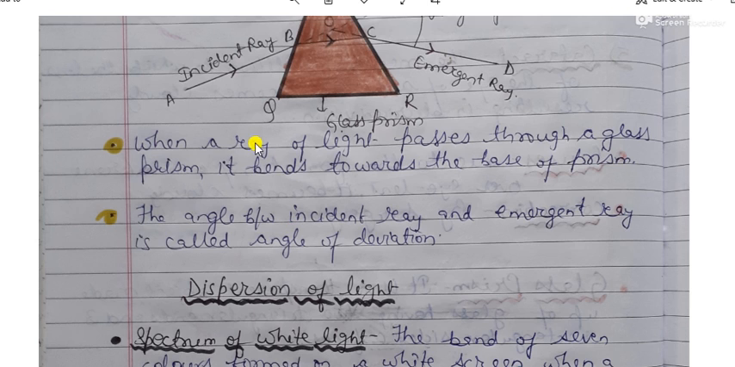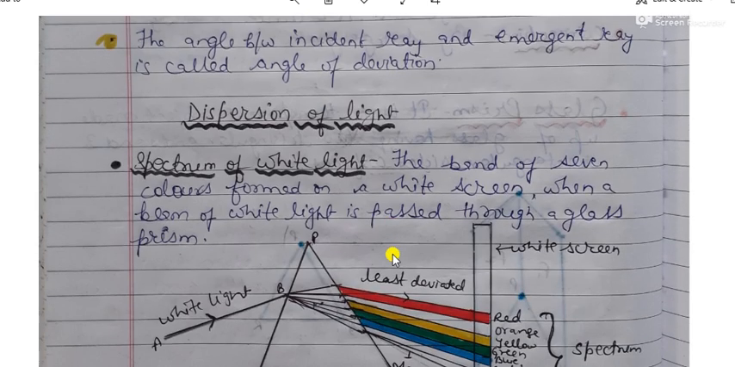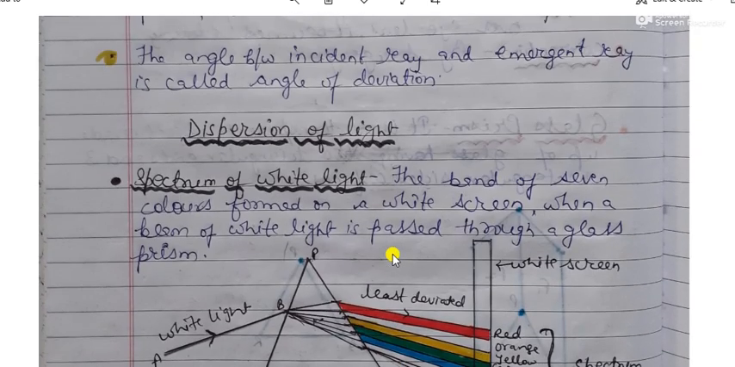So students, when a ray of light passes through a glass prism, it bends towards the base of the prism. So here we can see this light ray is going and it is bending towards the base of the prism. And the angle between the incident ray and the emergent ray is called angle of deviation. Now we are going to study the dispersion of light through a glass prism. So what is dispersion of light?